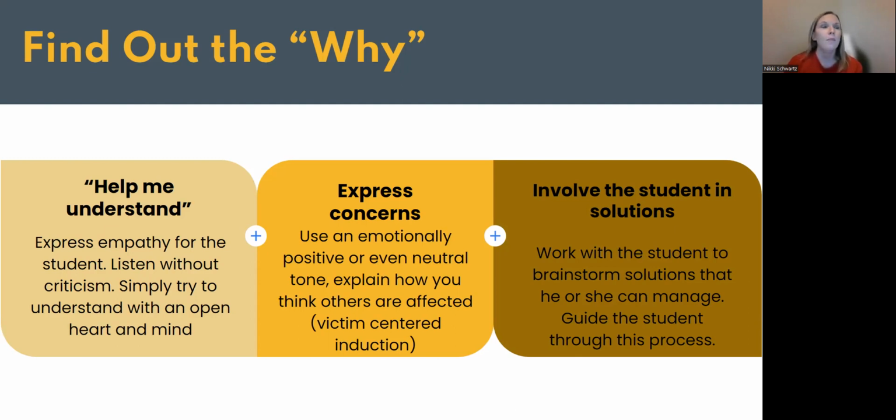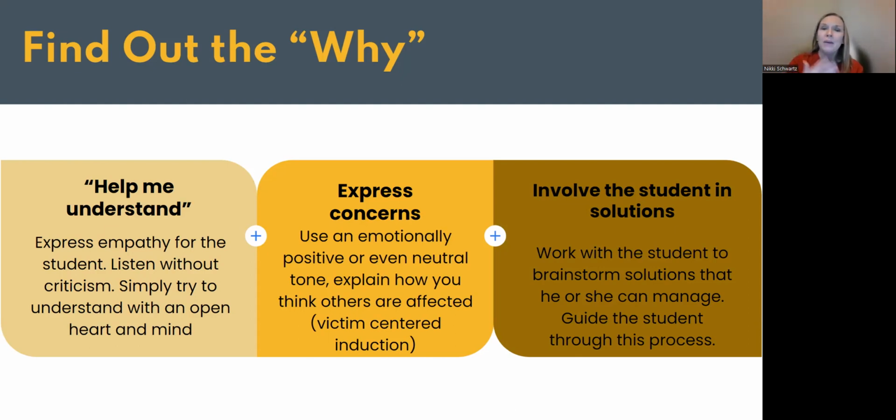And then expressing concerns. That's trying to help the student understand how others are feeling, but not in a negative or harsh tone. You want to stay very neutral and keep it as a teaching moment. So it's that victim-centered induction, and we'll talk a little bit more about it. It's thinking about how so-and-so would feel if you were to do that to them. I had one who didn't care about what happened to someone in their class, but the second you said, "Well, what if someone did this to your cousin in kindergarten?" and they loved that cousin fiercely, they were like, "Oh no, that would not fly." It was like a light bulb moment.